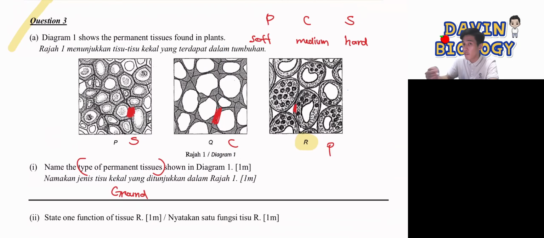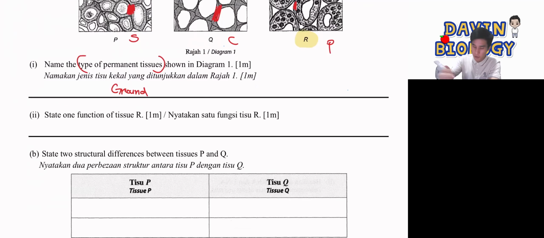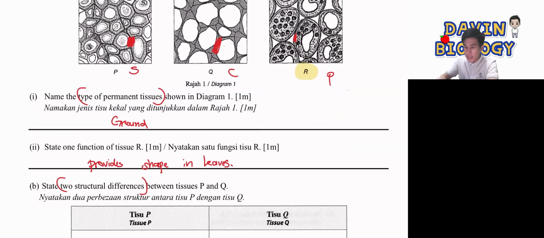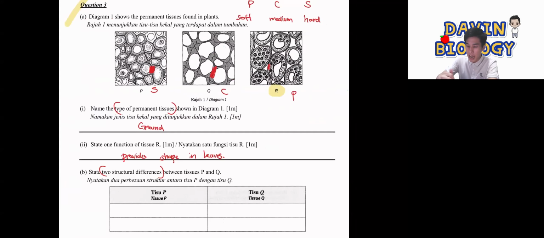One function of tissue R. R is the softest. Which is the softest part of the plant? It's basically the leaf. So you can say it provides shape in leaves. Now, two structural differences between P and Q, the sclerenchyma and the collenchyma. So you compare the hardest one and the medium one.